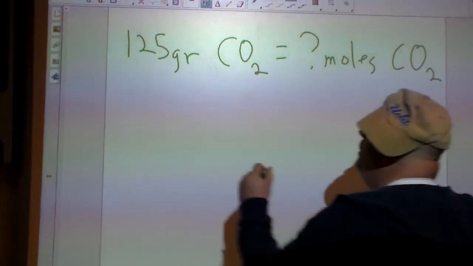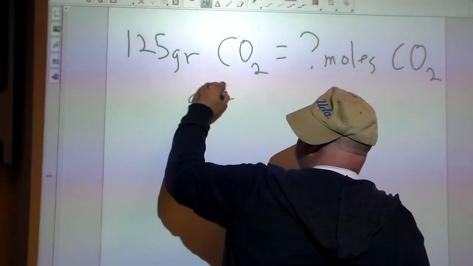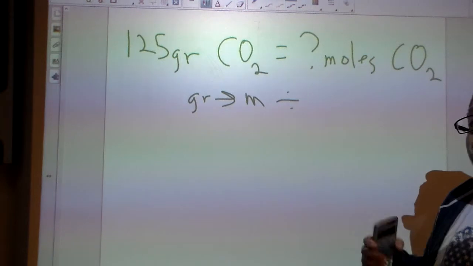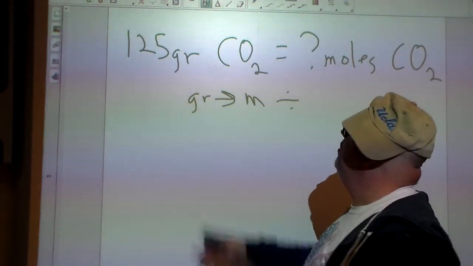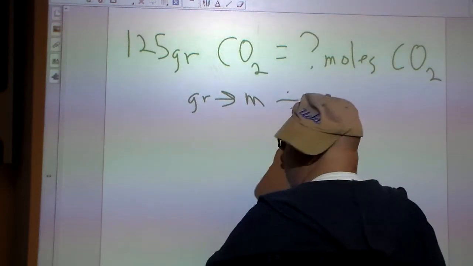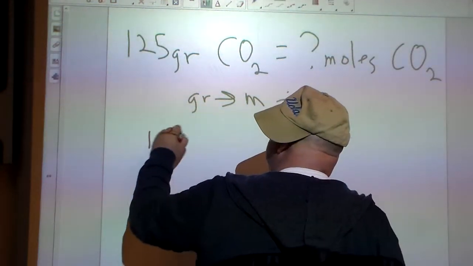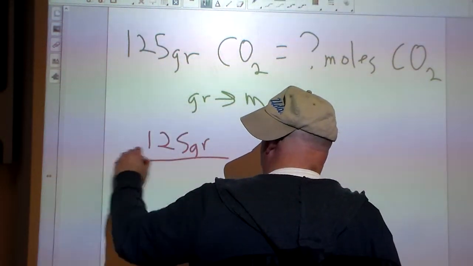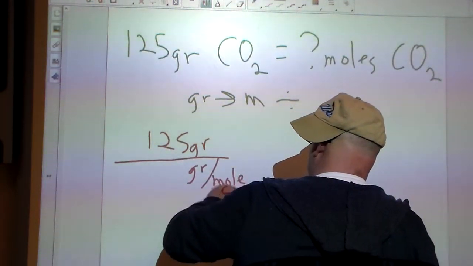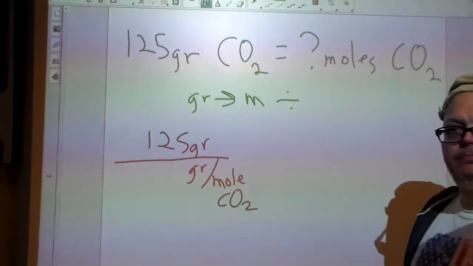Okay, well, we know if we're going to go from grams to moles, we're going to have to divide. And again, what are we going to divide by? How many grams there are in a mole of CO2? Okay, what does that look like? Well, there's going to be 125 grams, and then we're going to have to figure out how many grams there are in a mole of CO2.